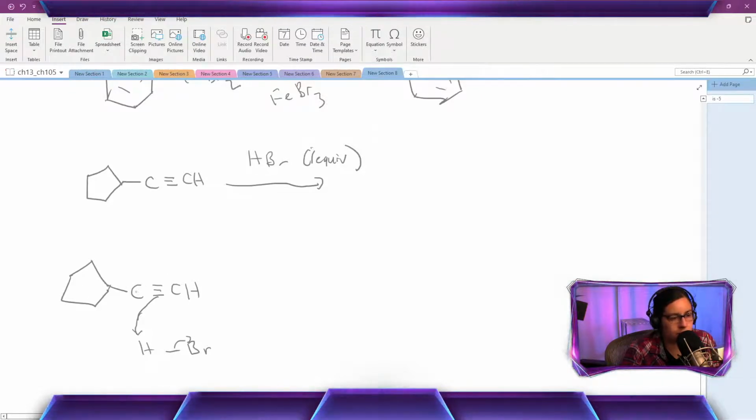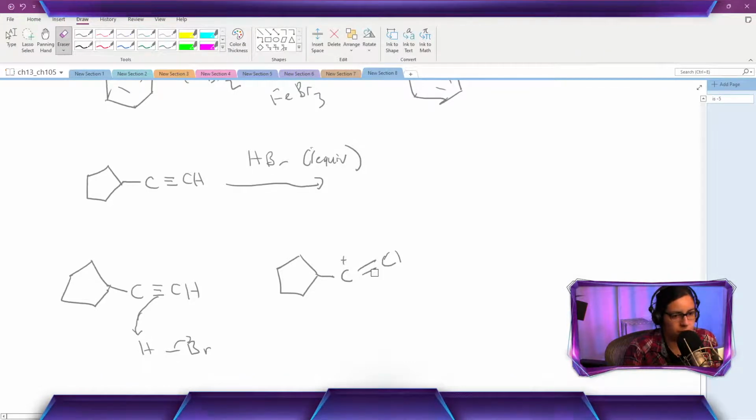So I would pick this one since this is a secondary, right? It's connected to 1, 2 versus this one. So let's draw that intermediate out. So we have our carbocation intermediate. Now our double bond here, C. And so now this has an H. So I didn't like how I drew that. And of course it already had an H. And so we have this intermediate here.